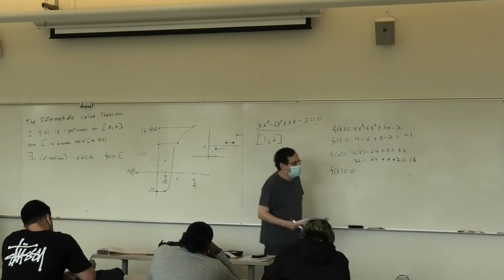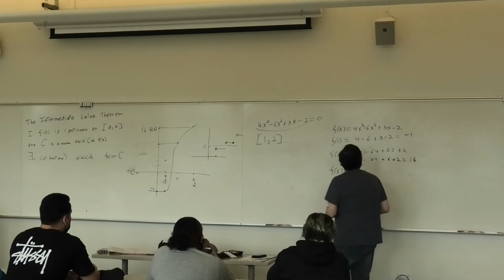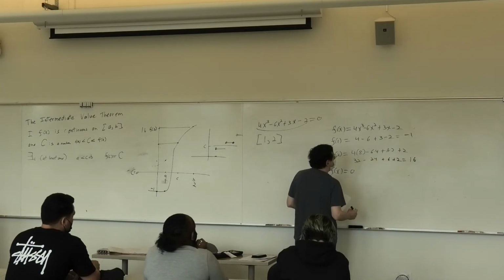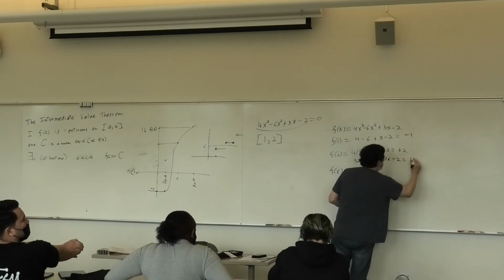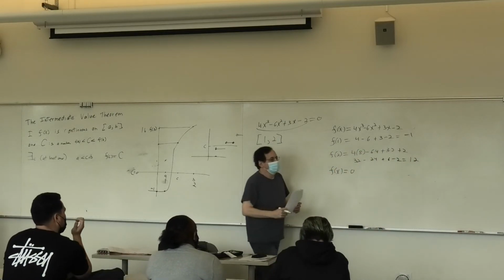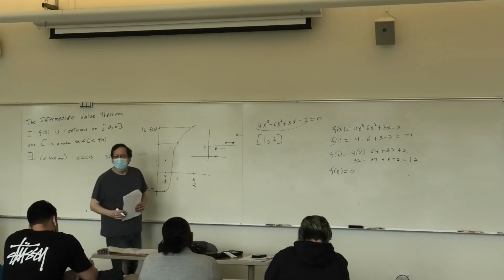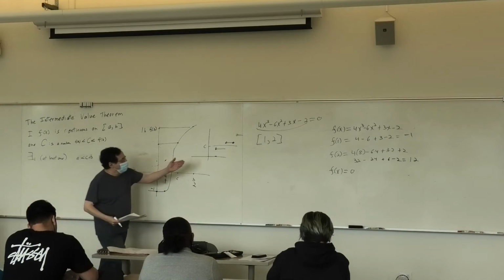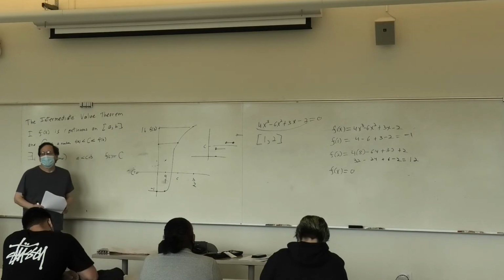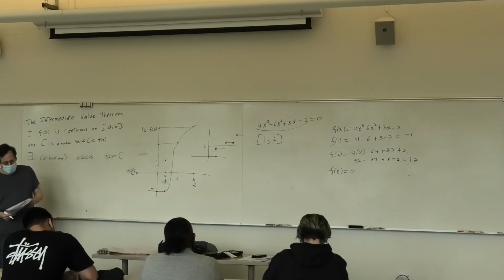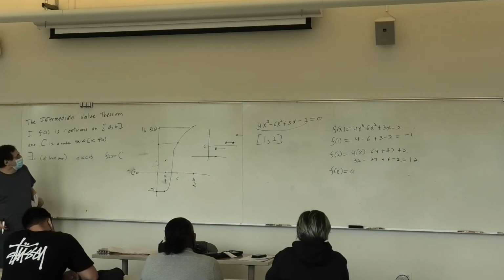Yes? The sign is supposed to be negative 2, but then... Right. Thank you. All right. So, we haven't found the solution, but we know there is, because it's continuous. So that's what the intermediate value theorem gives us.